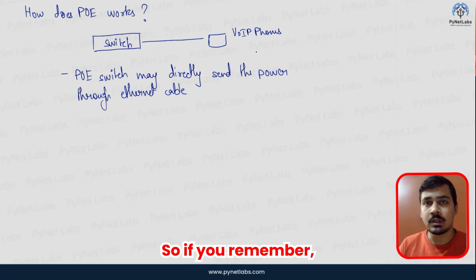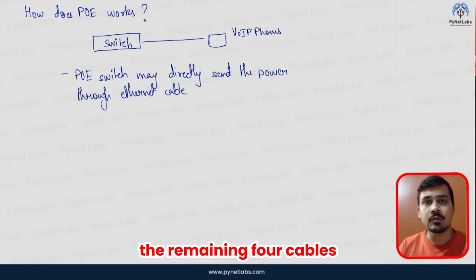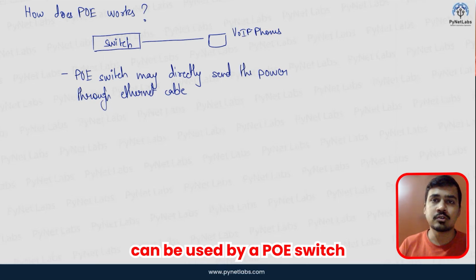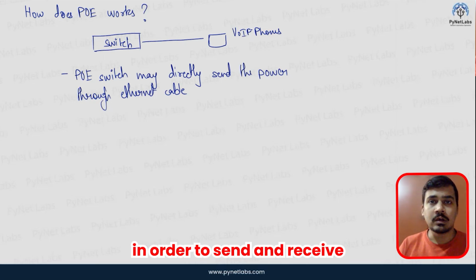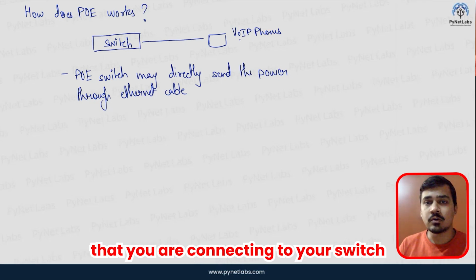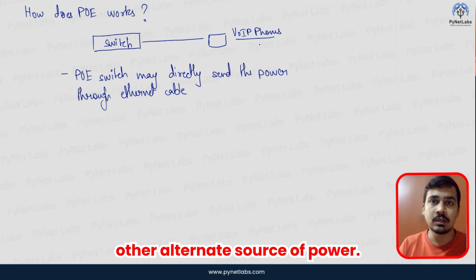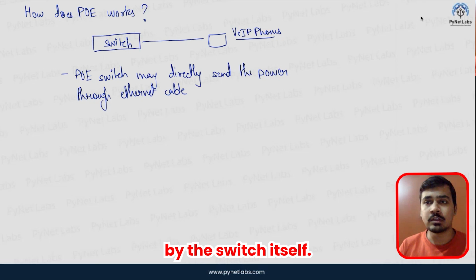If you remember, an Ethernet cable consists of 8 wires, and out of those 8, at a moment only 4 are used to send and receive data. The remaining 4 can be used by the PoE switch to send and receive electricity along with the data. That's why the devices you connect to your switch might not require another alternate source of power. They are powered up by the switch itself.